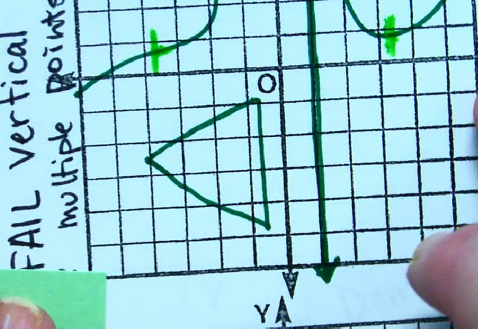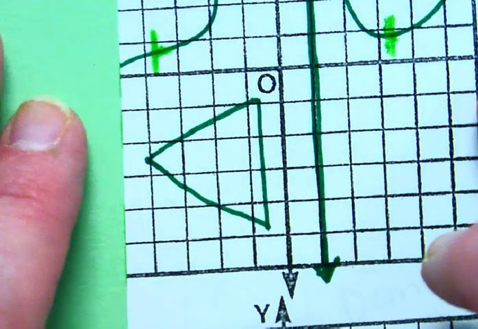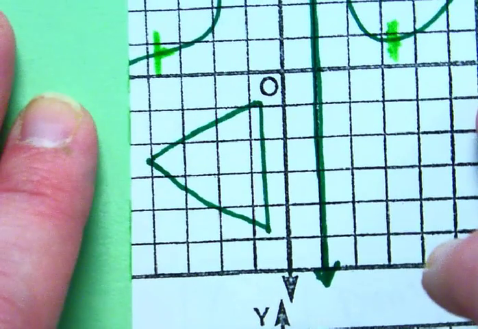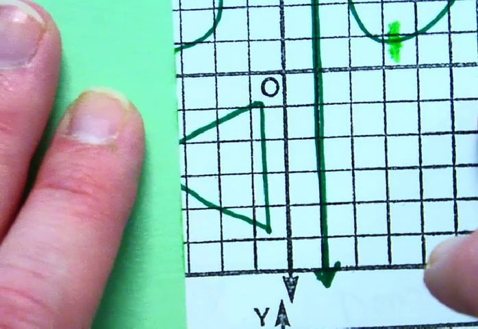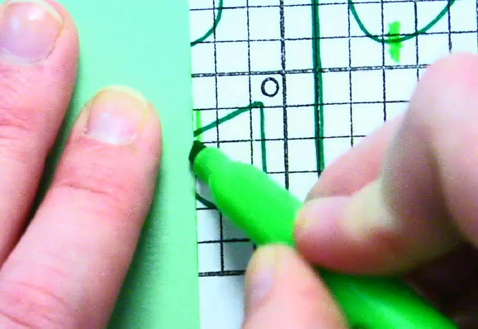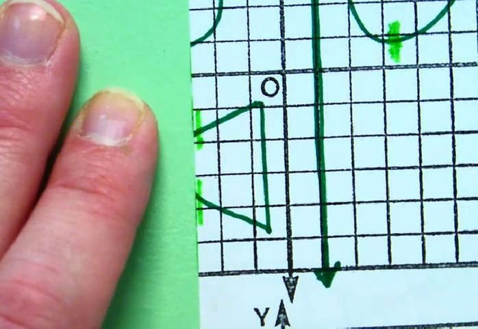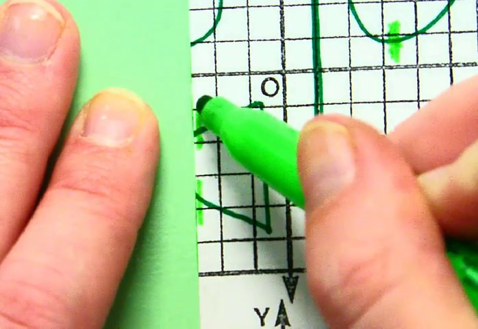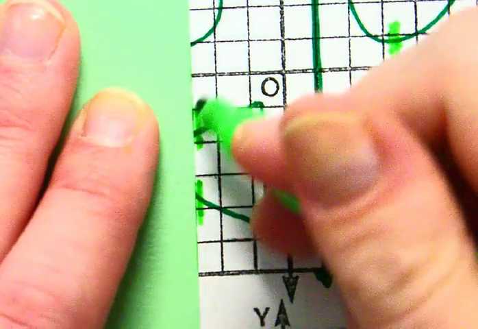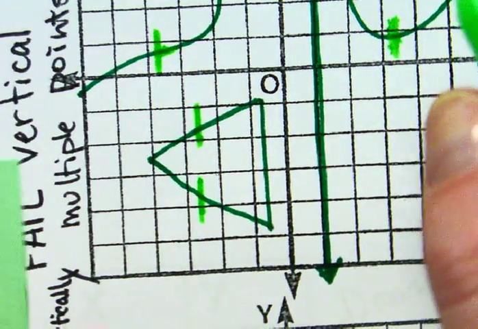Same thing here with the triangle. As I take my edge of my paper and hold it vertically, it's touching multiple points at the same time in the same vertical plane right there. So that's a fail.